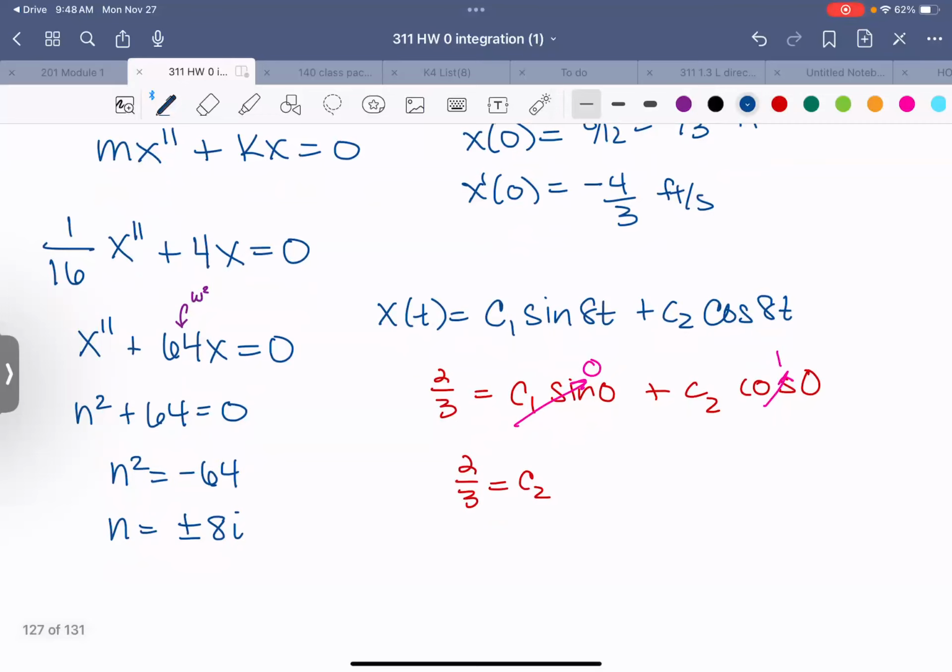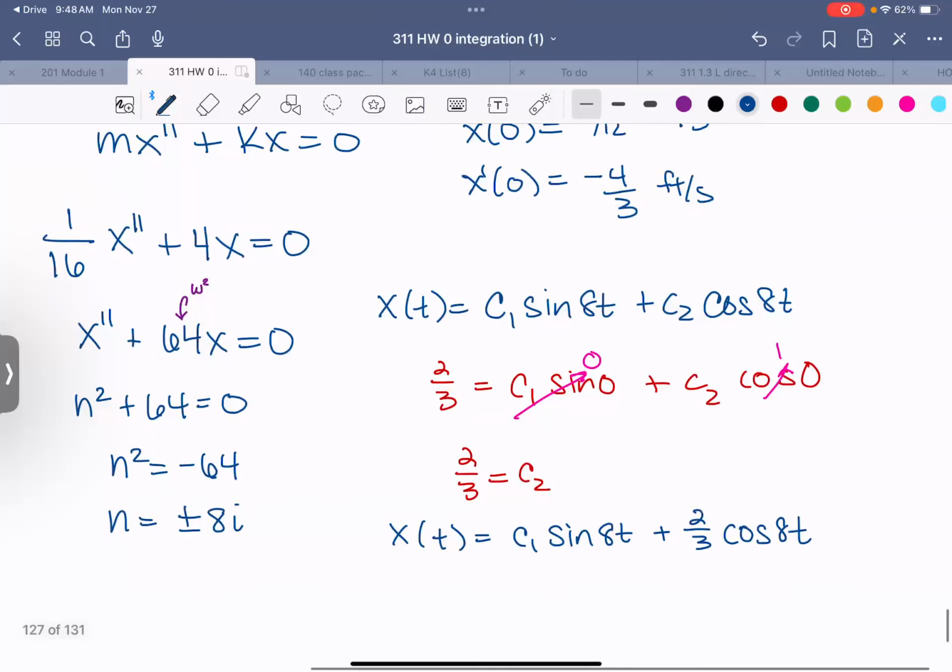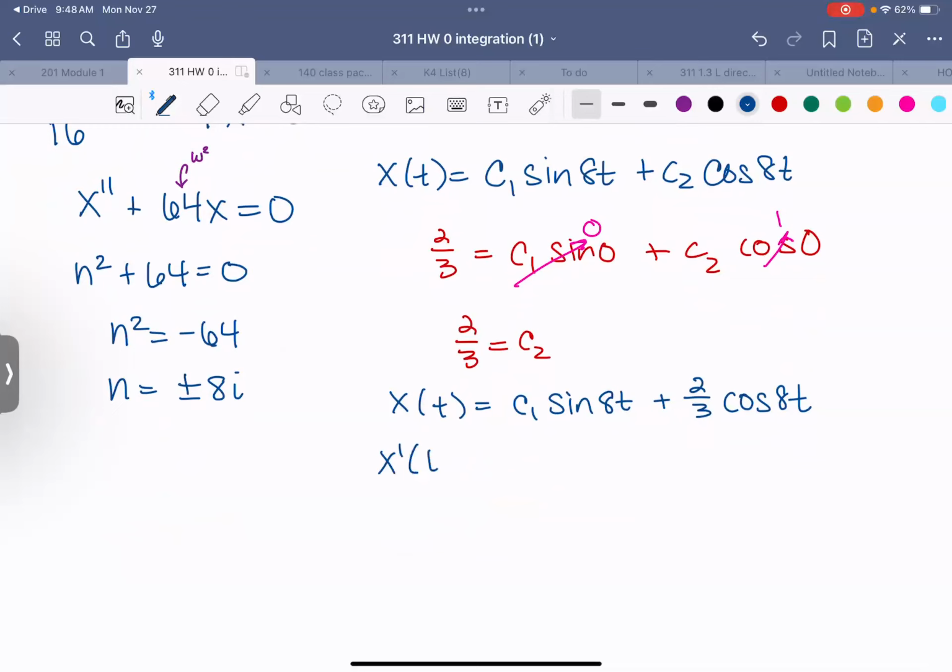Okay. Plug that back in. Now we've got x of t equals C1 sine of 8t plus 2/3 cosine of 8t. Now we want to use that second condition, but the second condition is on the derivative. So let's take the derivative first. So x prime of t is going to give me 8C1 cosine of 8t minus 16/3 sine of 8t.